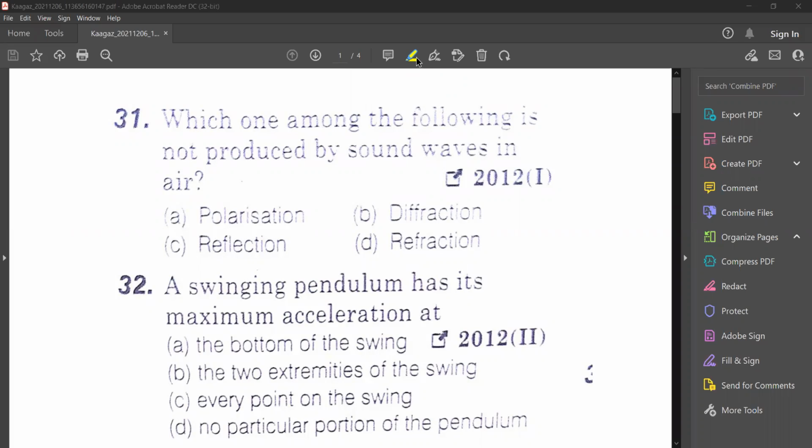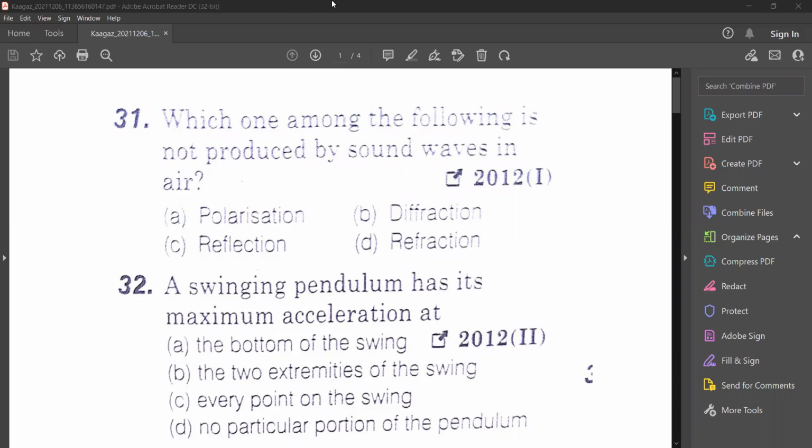We are going to see some previous year NDA Physics questions. All of you read question number 31. Which one among the following is not produced by sound waves in air?